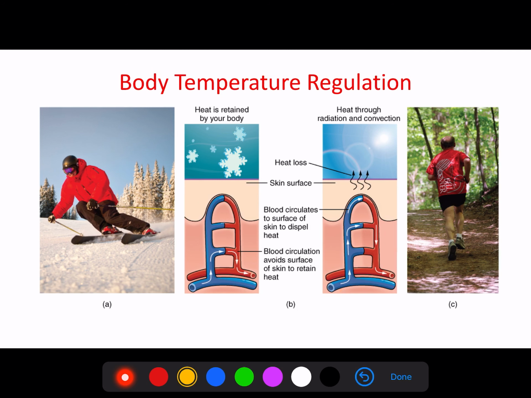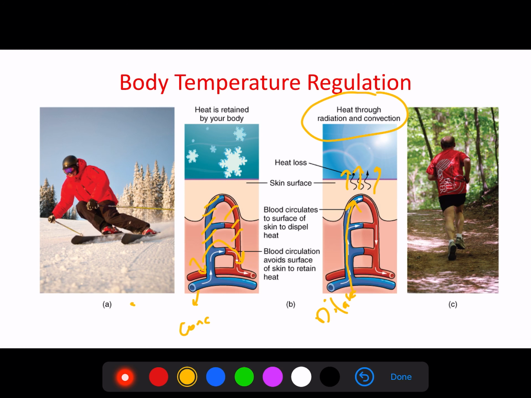So during a hot day, the blood vessels will dilate and they will allow more blood to go to the superficial layer of the dermis. So this will maximize the heat loss. This is when we have a hot day. However, when we have cold temperature, the blood vessels will constrict, and this means they will minimize the amount of blood going to the epidermis. So the temperature will be preserved in the body.